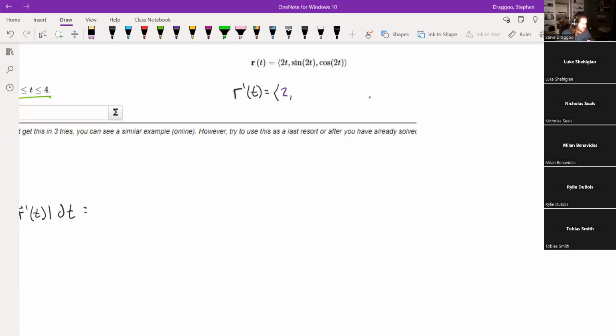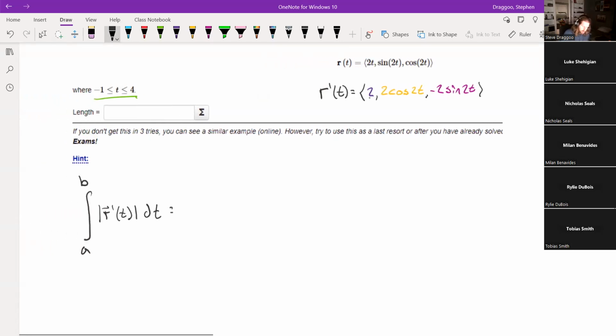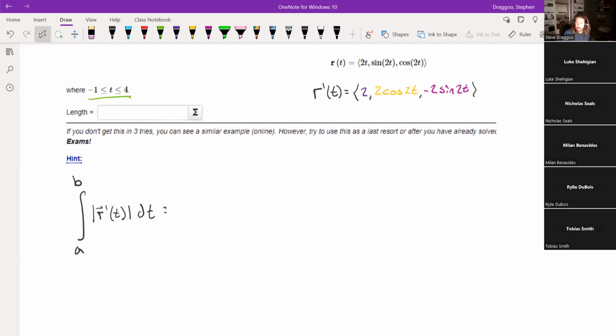So I just took the derivative of the x component. So now let's take the derivative of the y component. I might have even said that before my tablet crashed. But I believe that derivative is 2 cosine of 2t. And then the derivative of the z component, -2 sine of 2t, since the derivative of cosine is negative sine. All right, we've got ourselves an r prime vector. Let's go plug it in to our arc length formula.